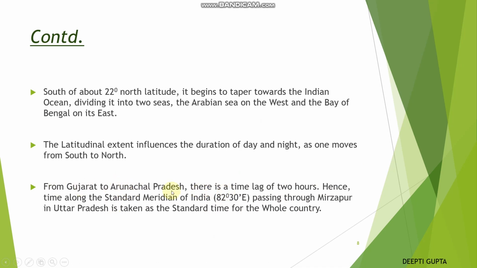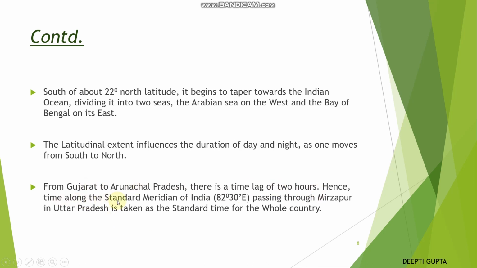From Gujarat to Arunachal Pradesh, there is a time lag of 2 hours. There is a difference of 2 hours actually. If in Arunachal Pradesh it is 4 o'clock, then here in Gujarat it will be around 2 o'clock, right? So there is a 2 hour difference between these two states.